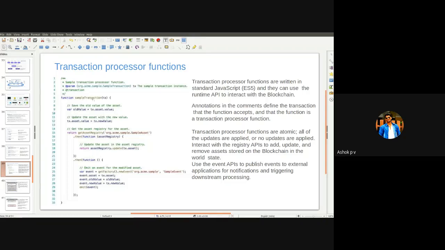If you use this function, sample transaction, you'll get an old value and a new value. For example, if you take a sample transaction, we have an asset. If you want to update the old value, we have the existing value, we'll update the old value with the new value, and then just call get asset registry, and we'll update it. Once you start writing this, the code is actually very simple because it uses a runtime API. You just have to pass the particular asset, transactions and the name, and then you get to know the values. It will get updated in the world ledger state.